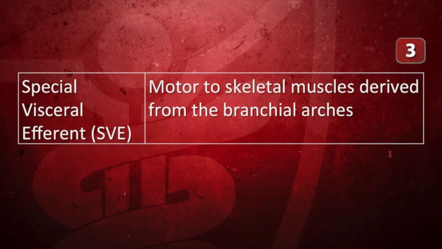Special visceral efferent, motor to skeletal muscles derived from the branchial or pharyngeal arches. Why is this considered visceral? These muscles develop in association with the pharynx, which is considered part of the gut. Why is this special? Viscerally derived structures are generally not voluntary. The only nerves providing voluntary motor innervation to any structure derived from the gut are the cranial nerves.